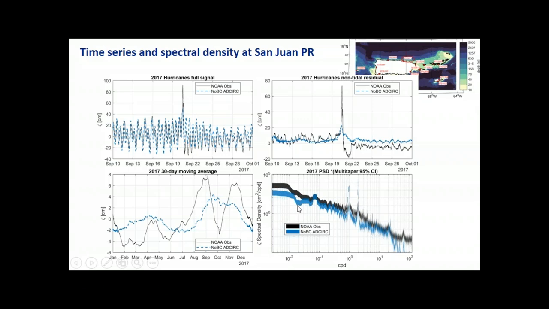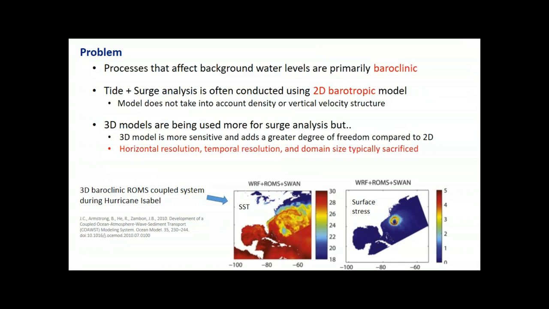The blue ADCIRC run is run with tides in, I believe, CFSv2. And simply the signals don't match up. So you have to get the baroclinicity in, and we've certainly worked with ROMS, and ROMS can do that. ROMS does a wonderful job at it, and it can do so pretty economically.